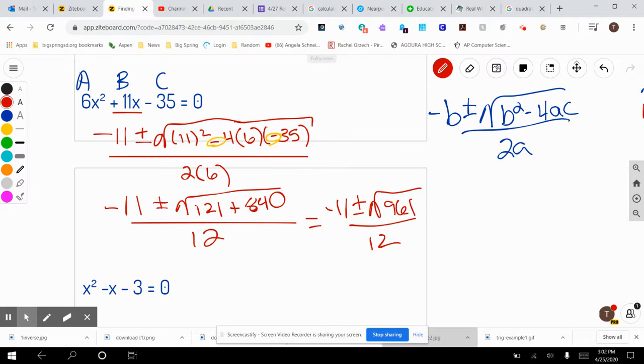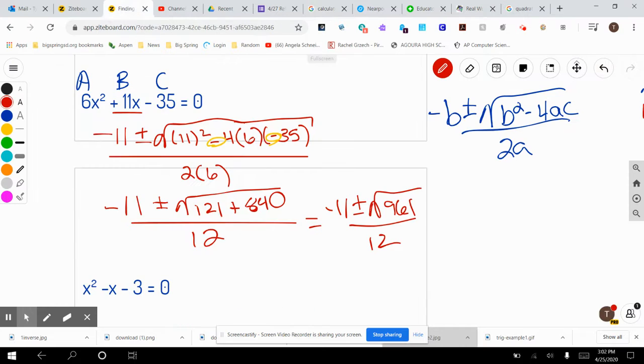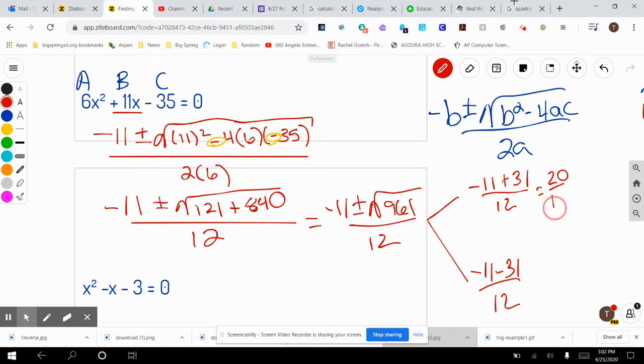Now I have to figure out what the square root of 961 is. So if I go back to my calculator here, square root of 961, I don't always know how to use this calculator. Let's do it that way. It's 31. Nice number, works out nice. So basically what I have here, now I can separate this. I have negative 11 plus 31 over 12, and that's where the plus or minus comes in, or negative 11 minus 31 over 12. So this one would be 20 over 12, and I just simplify that fraction to 5 over 3, I believe.